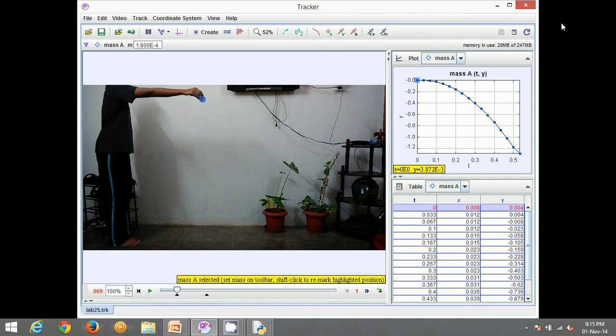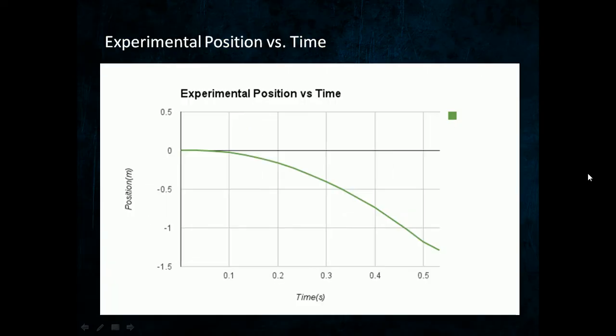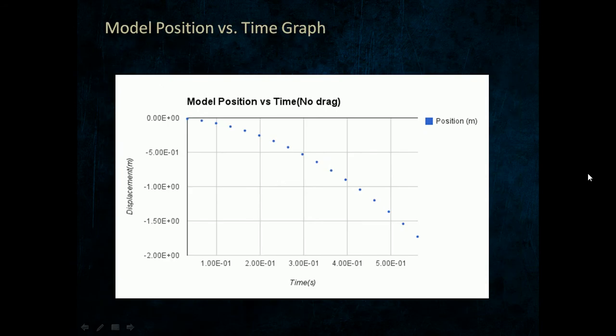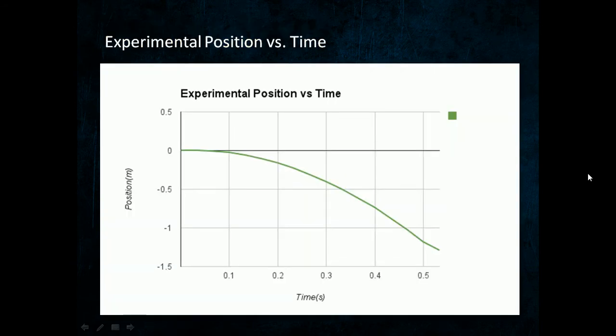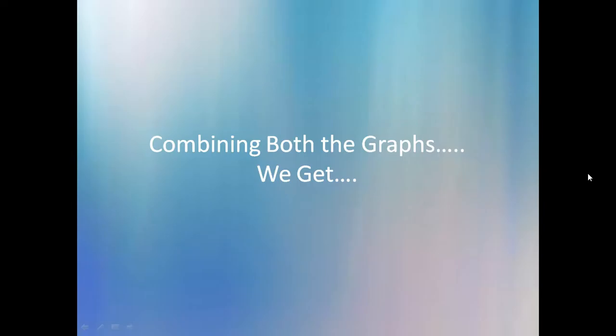Here, I have analyzed the video. On the top right side, you can see how the software creates a graph of the y position versus time, and here you can see the experimental data recorded. You can use any spreadsheet software to create a graph of the experimental position versus time. Here is my graph. Now we have both the model position versus time graph and the experimental position versus time graph of the object ignoring drag. By combining both the graphs, we get this graph.